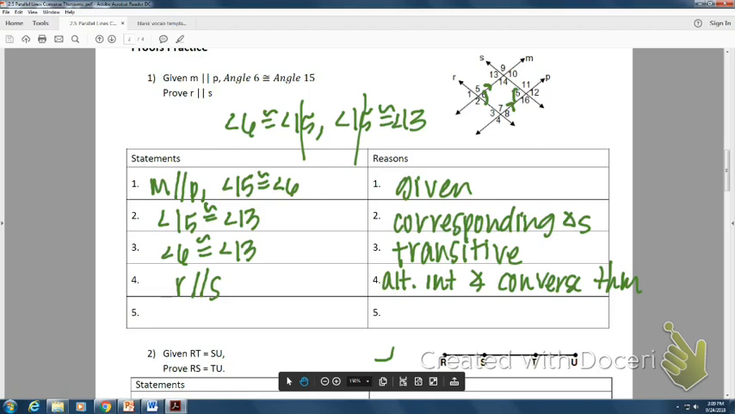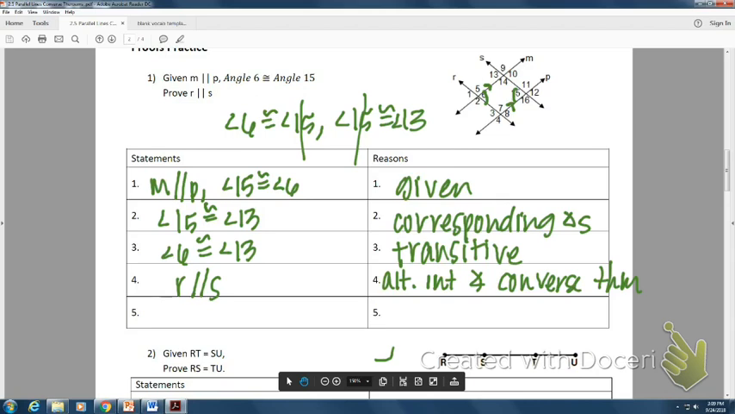Okay, so like I said, this was just one way. You could have said that originally when I did this, I said 15 and 14 are same side interior angles. So if 15 is congruent to 6, then 6 and 14 also have to be same side interior angles, which would make those parallel because of the same side interior angle converse. So there's all different ways to do proofs.